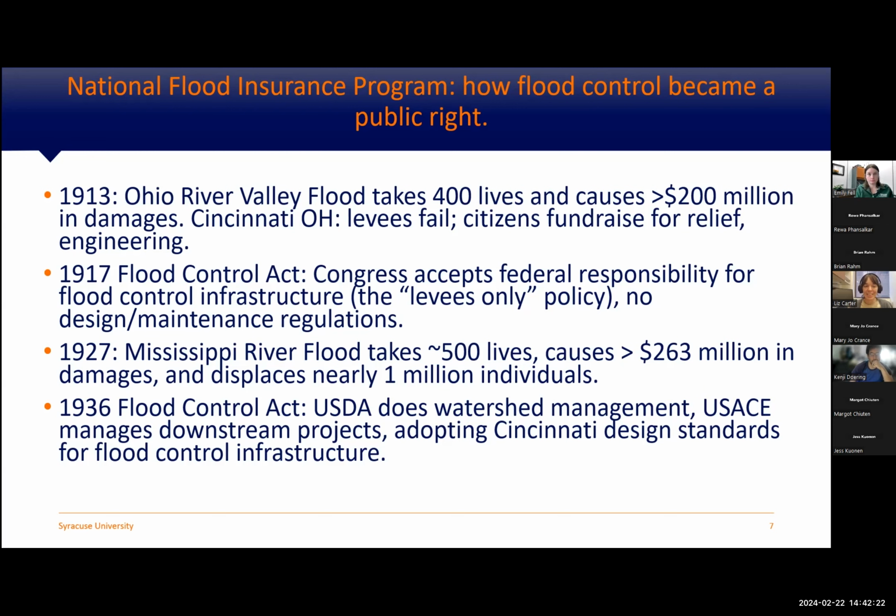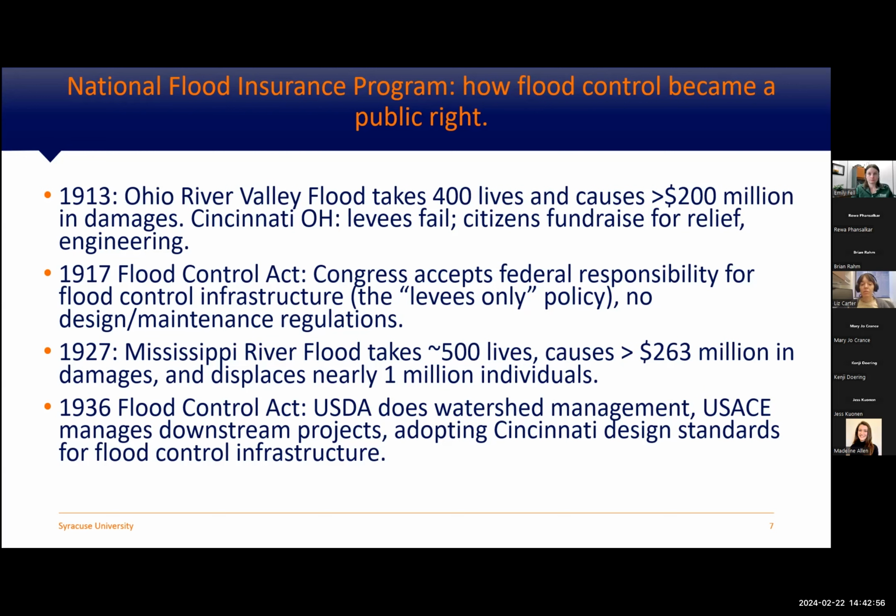United States. So in 1917, also in response to the Great Flood of 1913, the Flood Control Act was passed by Congress. This is sometimes called the levees only policy. The federal government is going to kick in 50% of funds to build levees and dams for flood control along major rivers in the United States. But at that time, there were no standards for design or maintenance of this flood control infrastructure. So flash forward 10 years, extensive levee systems have been developed using funding from the 1917 Flood Control Act.